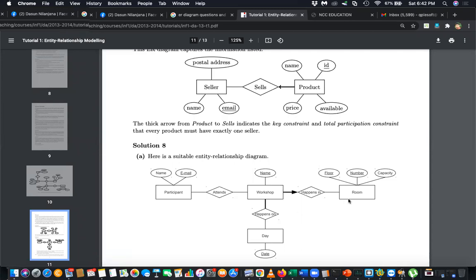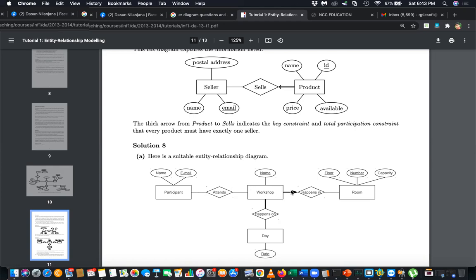Room number 7 has the particular workshop only on the given day, but some other day can be allocated, right? That's why this line is also a thick line, this is also a thick line, this is also a thick line. Which means the room can be allocated for a workshop on a given day and for that only. That's why this thick line. Anyway, cardinality is again not mentioned. A participant can participate in many workshops, as well as a workshop has many participants. So it's an M by N relationship.